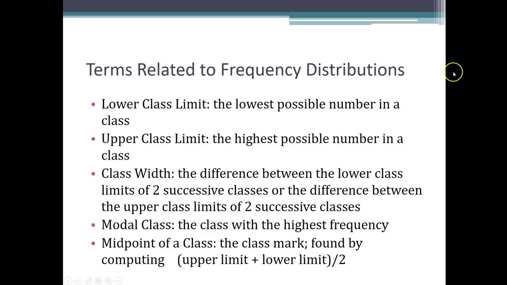Here are a couple other rules or terms. The lower class limit is the lowest possible number in a class. Upper class limit is the highest possible number in a class. Class width is the difference between the lower class limits of two successive classes, or the difference between the upper class limits of two successive classes. Modal class is the class with the highest frequency, and the midpoint of a class, also called the class mark, is found by computing upper limit plus lower limit divided by 2.